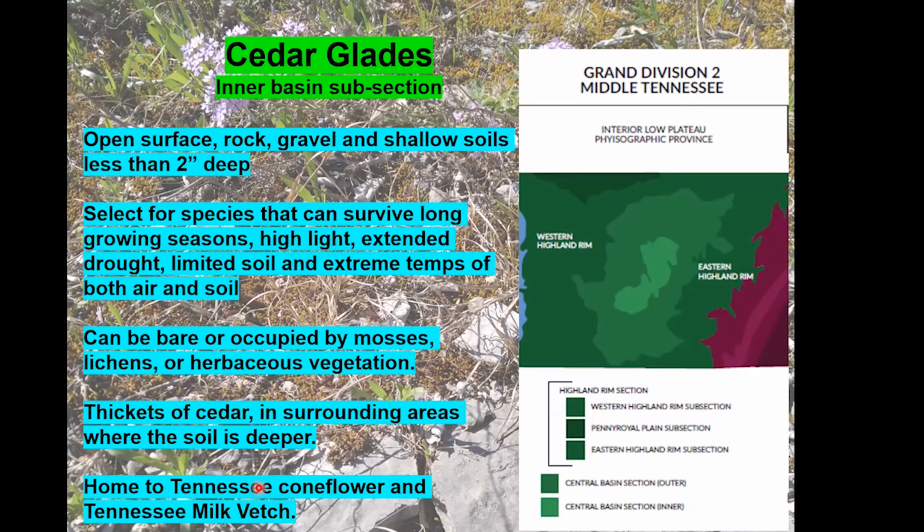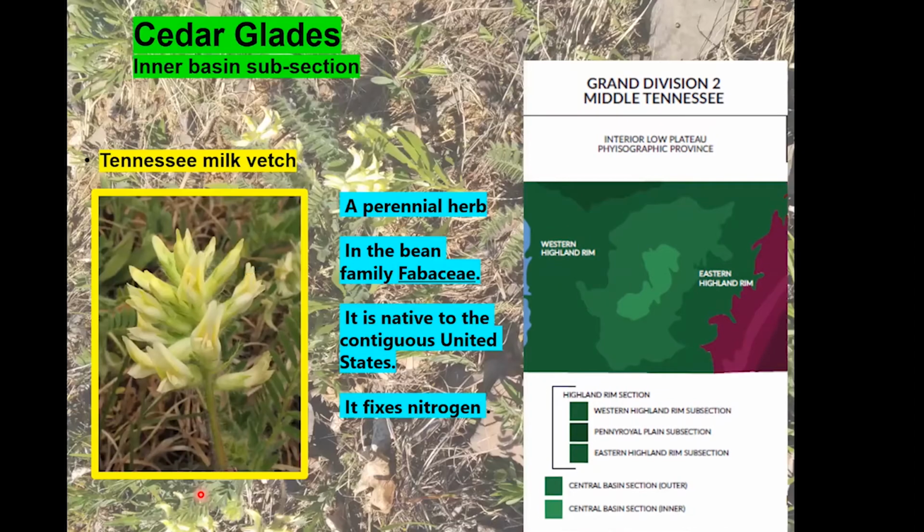It's home to some of the interesting wildflowers that can only grow there. Tennessee coneflower is a very popular one. I'll show that in a second. And the Tennessee milkvetch. Here's that milkvetch. I don't think we use it that much for a wildflower, but it could be. It fixes nitrogen, meaning it has these structures on its roots that can grab onto the nitrogen and hold it, bring it into the soil for its own purposes and for other plants. It's in the bean family. It's native.